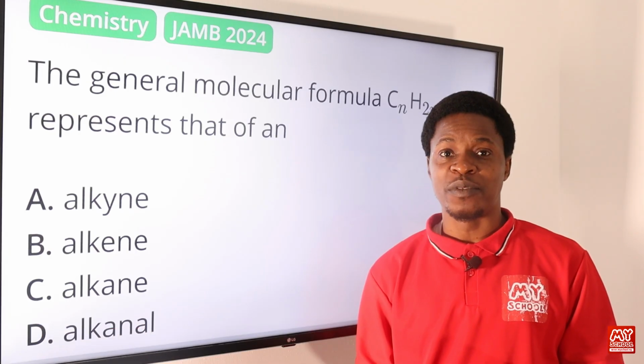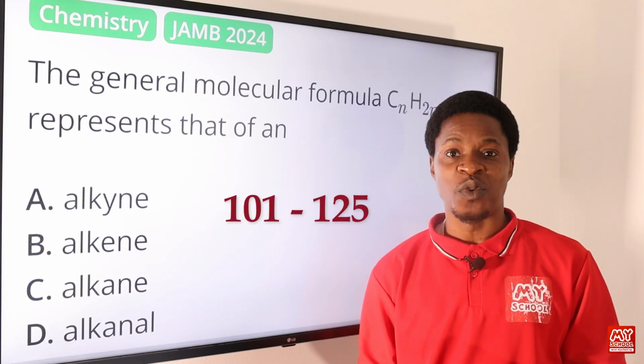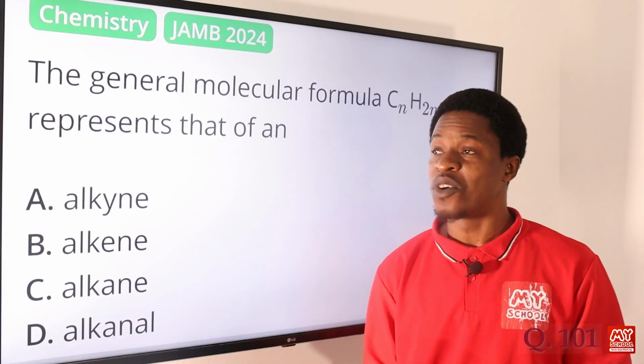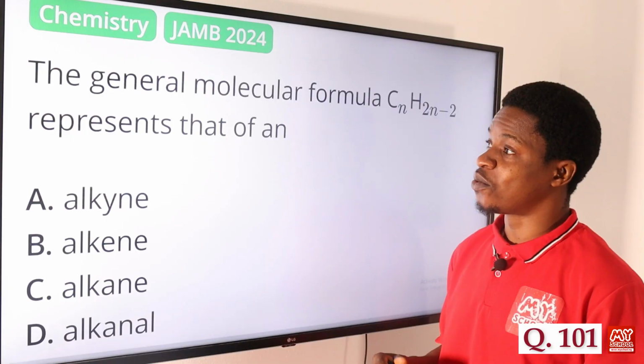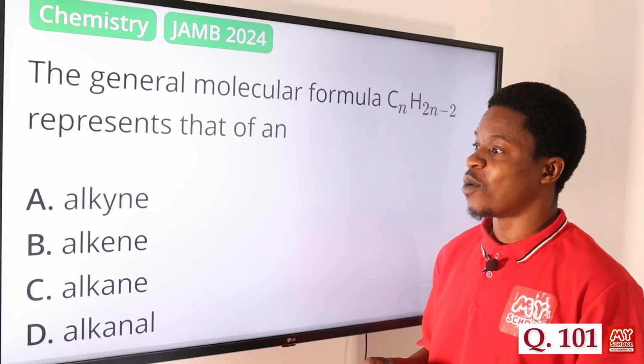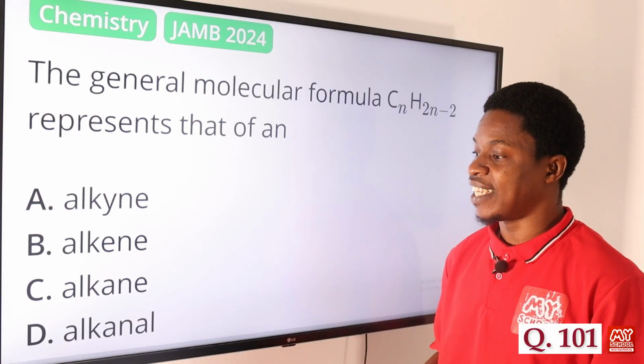In today's video, we'll be tackling question 101 to 125. Now let's move on to question 101. The general molecular formula CnH2n-2 represents that of what? Alkyne, alkene, alkane, or alkanal.